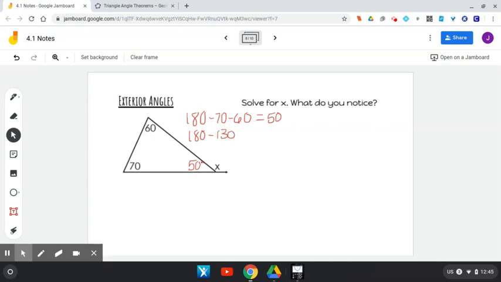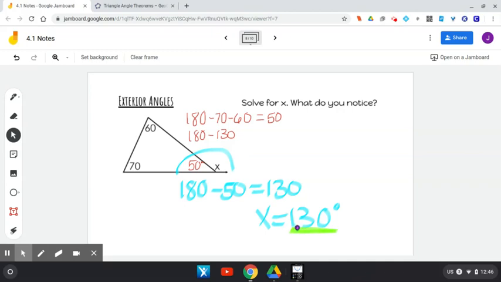So when I want to solve for X now, I can make my little sun or my rainbow for supplementary, and they add up to 180. So to find angle X, I will do 180 minus 50, which equals 130, which means X equals 130 degrees. Well, look at the relationship of that. 130 degrees, and we subtracted it up here technically. So my 70 degrees plus my 60 degrees equals my outside angle.